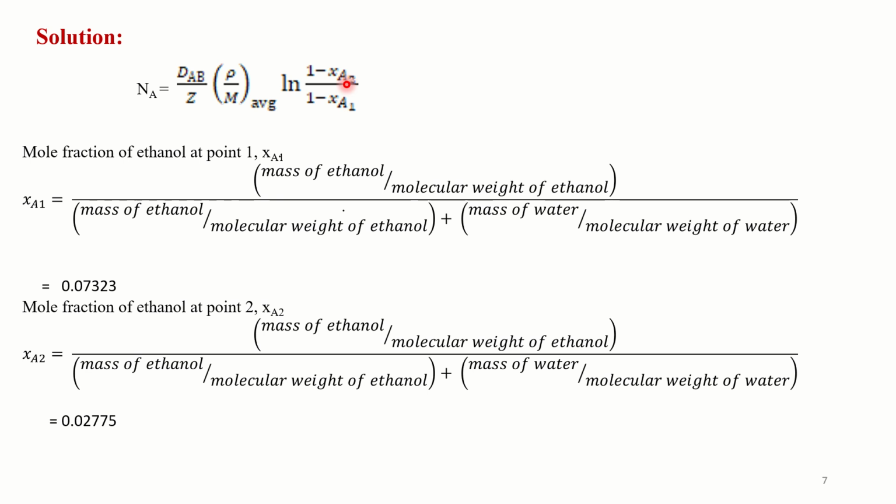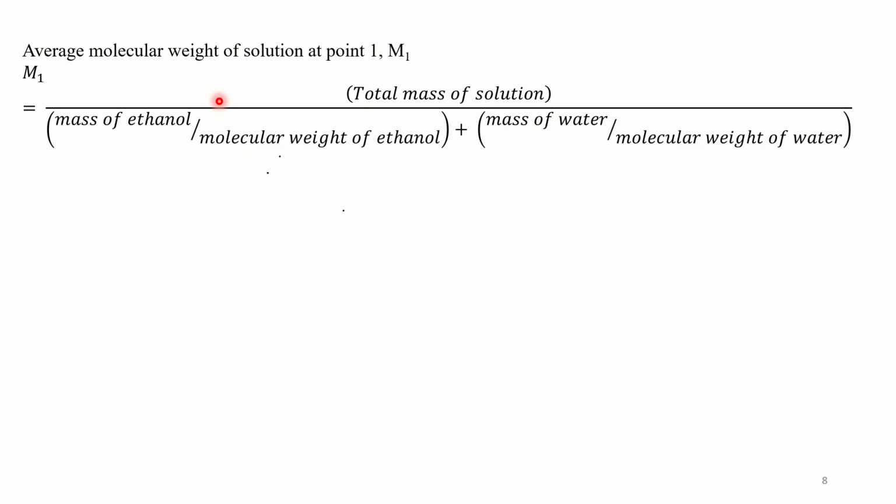So I have XA1, XA2. The next step in my calculation is the average molecular weight. There are various ways by which you can find the average molecular weight. What I have given is one way of calculating it, that is total mass by total number of moles. So total mass of solution is based on the basis which we have chosen, 100 kg. Then the moles calculation, what we have done in the mole fraction calculation, same way you can do in the denominator part, and you will be getting M1, the average molecular weight of solution at film 1.